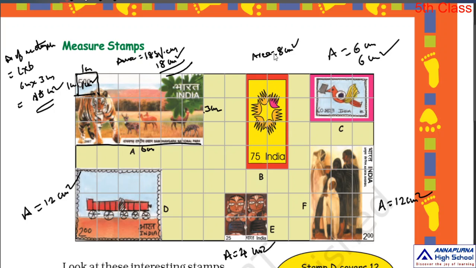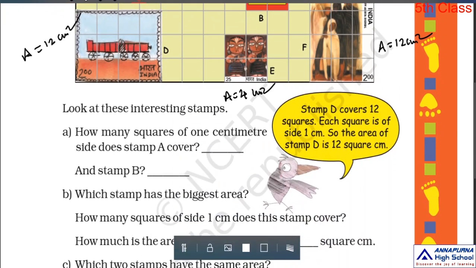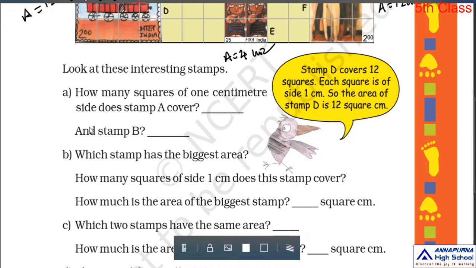12, 18 and 8. 18 is greater than 8. Leave it. Now compare with this one. 6. This is less than this one. Leave it. 12 is also less than 18. Leave it. 4 is also less than 18. And 12 is also less than 18. Now what is the biggest area? Stamp A. So which stamp has the biggest area?